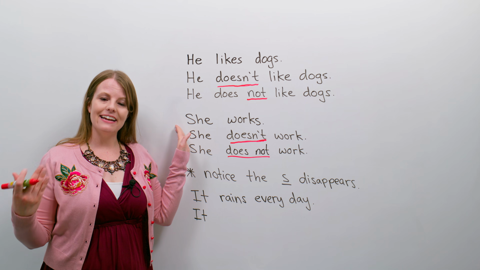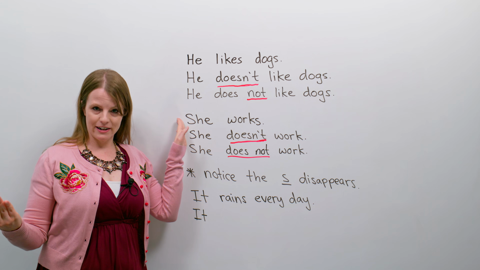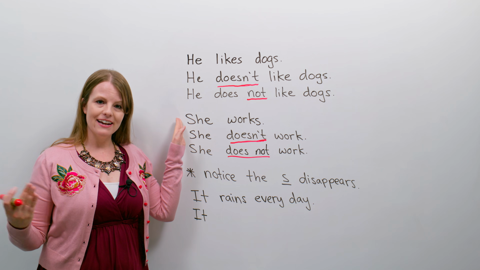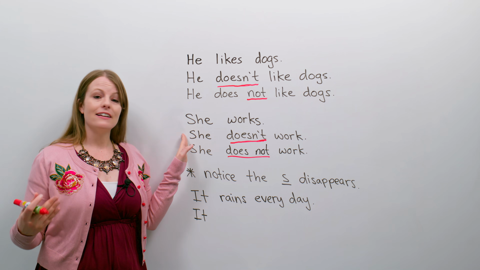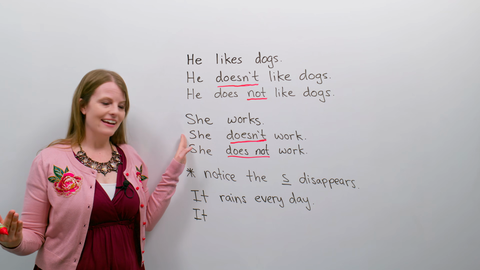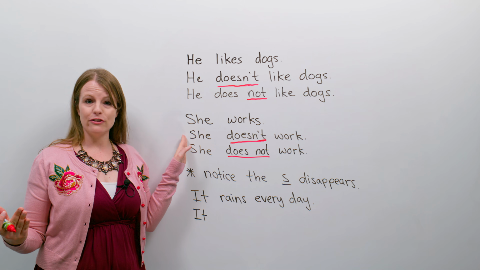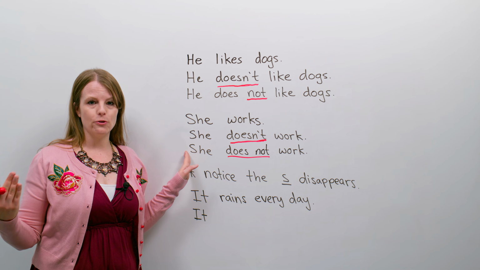Let's look at an example with she. She works. Work is a simple present tense verb. If I make it negative, I can say she doesn't work, or she does not work.